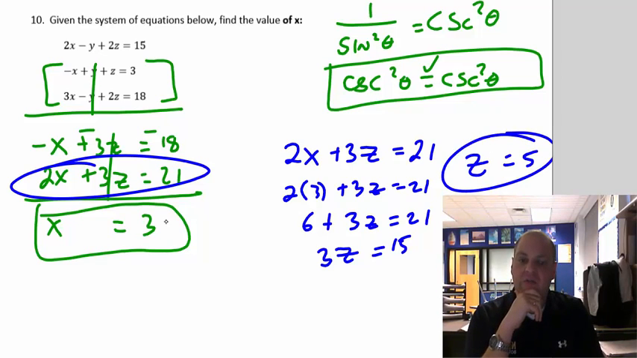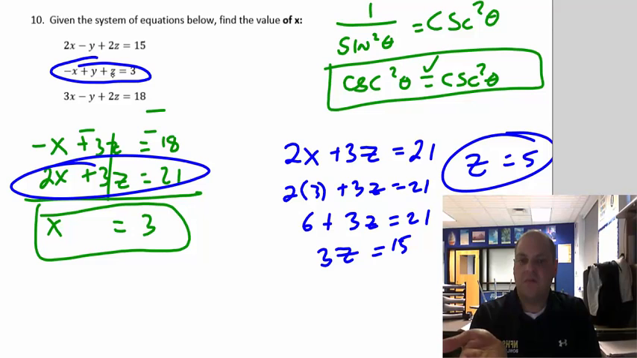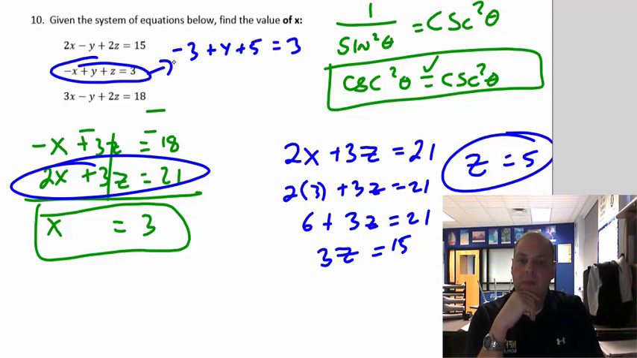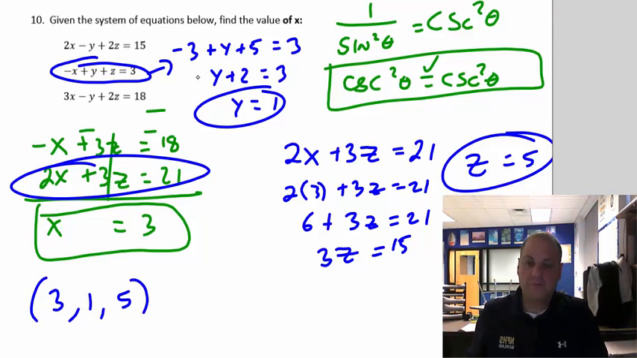z equals 5, x equals 3, and you plug those into the original equation. Why don't I plug them into this one right here? That one's got nothing to multiply. It's easier. You can plug it into any one you want. So if we plug it in there, we got negative 3 plus y plus z, plus 5 equals 3. Negative 3 plus 5 is 2, so y plus 2 equals 3. Subtract 2, y equals 1. So my final answer is 3, 1, 5.